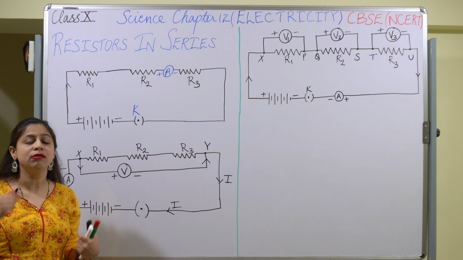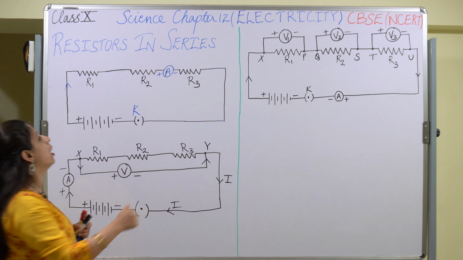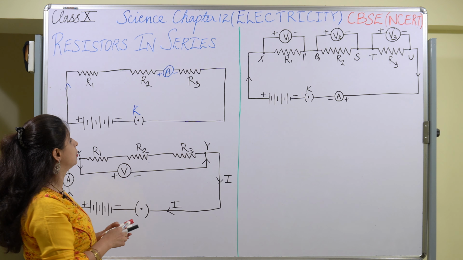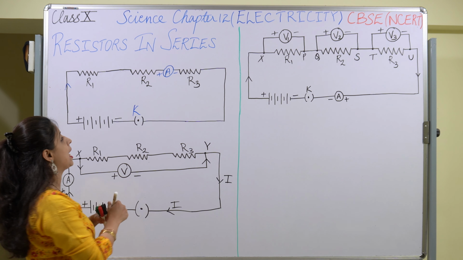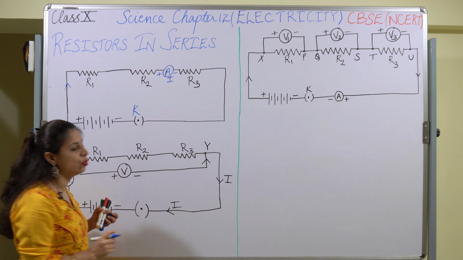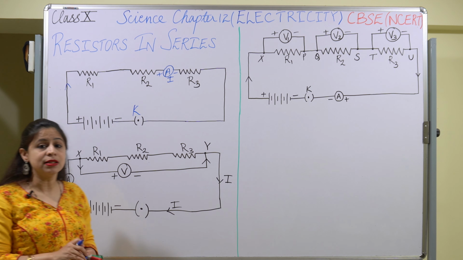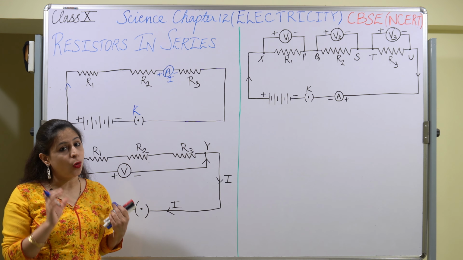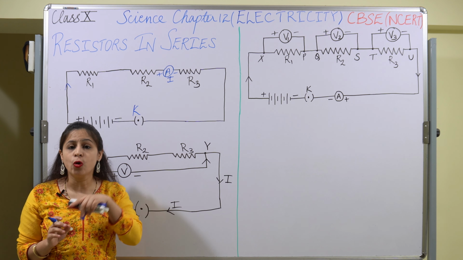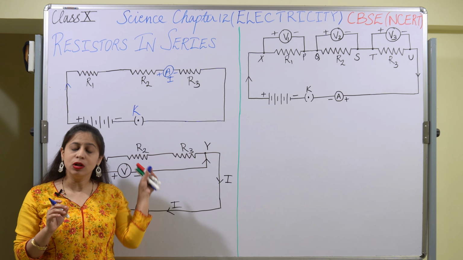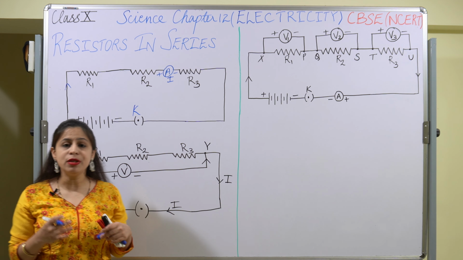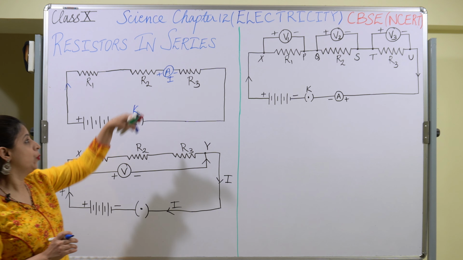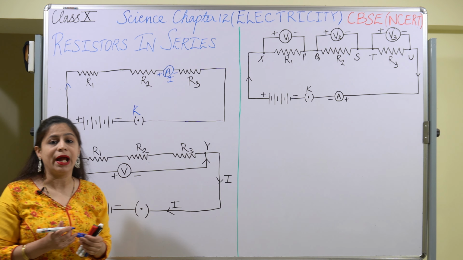The connection is complete. The current starts flowing in the circuit, and note down the reading of the ammeter. You find that the current value is the same, I. That means when the resistors are connected in series, the current is the same in all three resistors. The current that flows is the same in all the resistors which are in series. So the ammeter reading is the same in all the cases, equal to I.